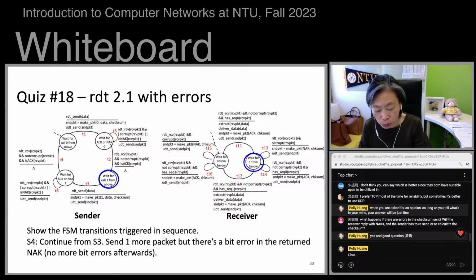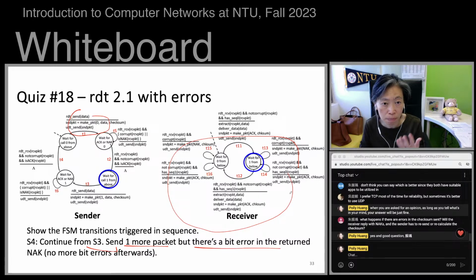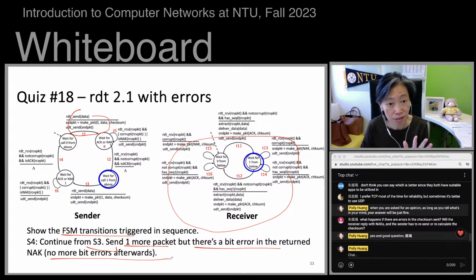With quiz 18, I ask you to continue from S3. Let's send one more packet. So the application is triggering RDT send one more time. But this time there's a bit error in the returned NAK. This packet is sent, and the receiver sends back a NAK, and there's a bit error in that NAK packet. So tell me, what is the sequence of transitions being triggered? And assume that there are no more bit errors afterwards.